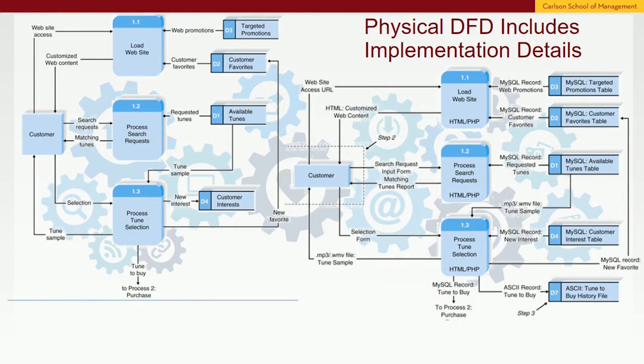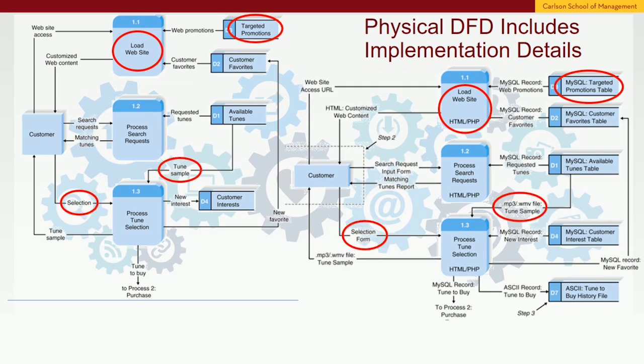Let's first take a look at converting a logical data flow diagram that we might have developed in analysis phase and how that might transform into a physical data flow diagram. You can see the logical diagram is on the left here. The load website process in the physical diagram on the right has a specific technology, in this case HTML or PHP, that process will be implemented in. The data stores now have specific technologies. So the targeted promotions data store is now a table in a MySQL database. We can also see that the data flows now have specific forms associated with them. In one case, the tune itself may come through as an MP3 file.